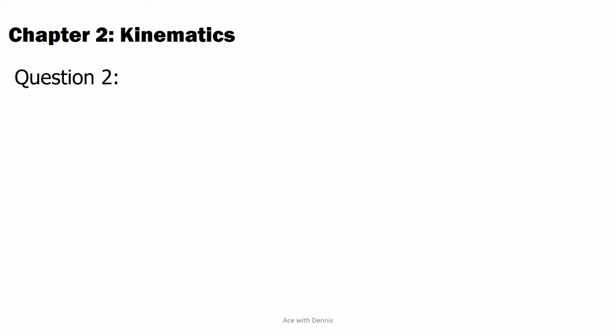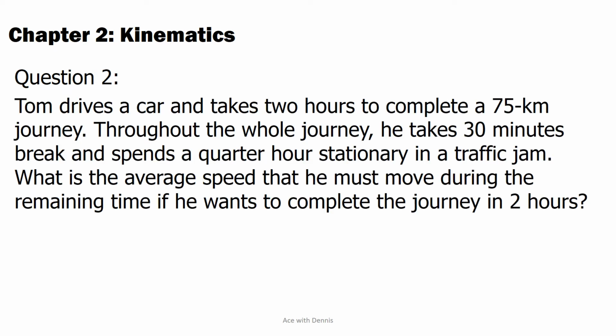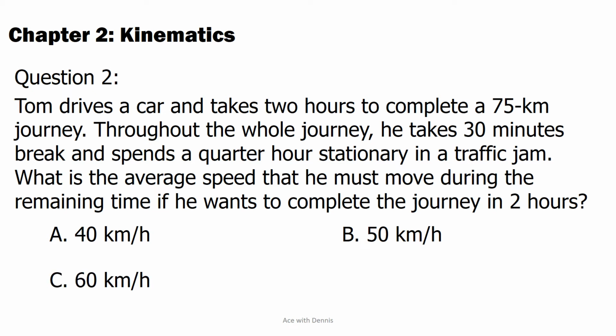Question 2. Tom drives a car and takes 2 hours to complete a 75-kilometer journey. Throughout the whole journey, he takes a 30-minute break and spends a quarter hour stationary in a traffic jam. What is the average speed that he must move during the remaining time if he wants to complete the journey in 2 hours? A. 40 kilometers per hour. B. 50 kilometers per hour. C. 60 kilometers per hour. D. 70 kilometers per hour.